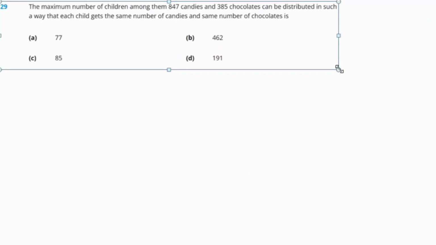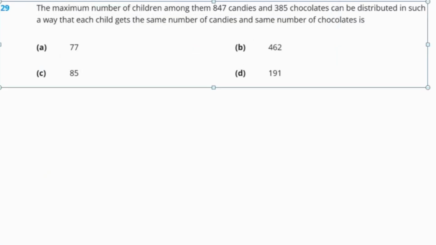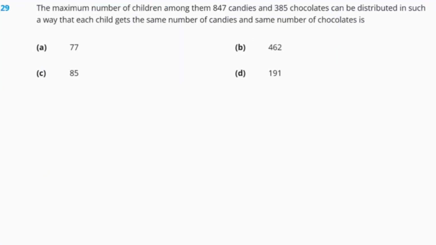Next. Okay, so the next question is asking for the maximum number of children among whom 847 candies and 385 chocolates can be distributed in such a way that each child gets the same number of candies and the same number of chocolates. So we need to figure out the maximum number of children.